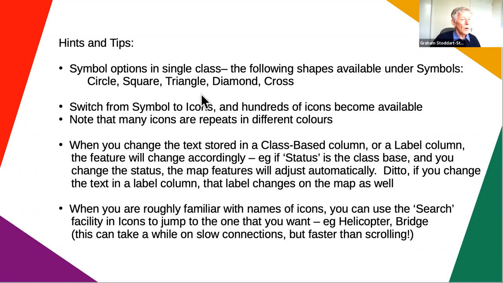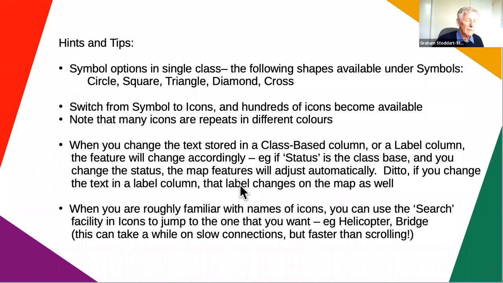When you switch from symbol to icons, as we showed you, hundreds of icons become available. One of the reasons that there are so many is that each one is presented in different colors. So if you have selected your bridge as your icon, you can see it in different colors. Lots of them are in different colors. A lot of them are like traffic signs, so they just come in the red triangle with the black lettering. But a lot of them are color coded, just to give you more options for presenting different symbols.